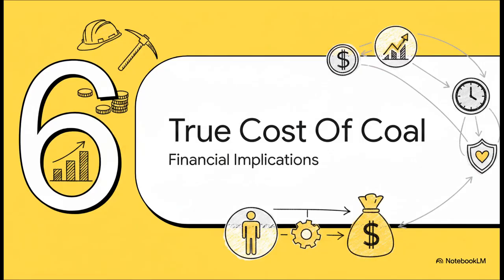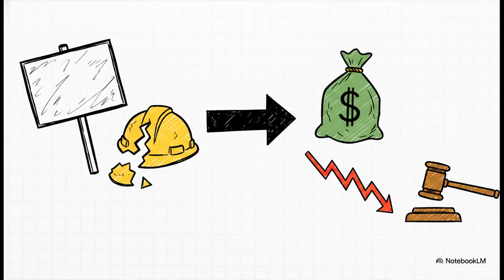Let's bring it all home. Section 6, the true cost of coal. At the end of the day, why do all these human capital metrics matter to the bottom line? Well, this isn't just bureaucratic red tape. This data is a direct window into operational risk.